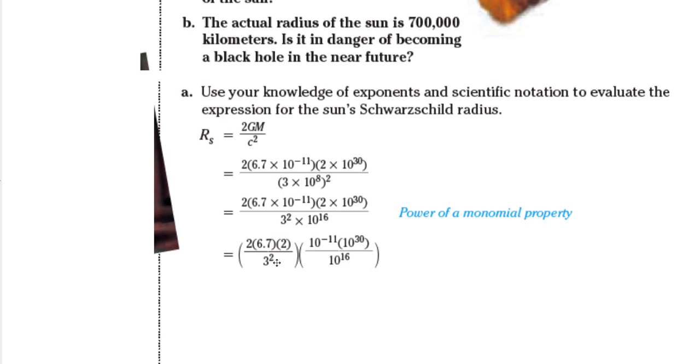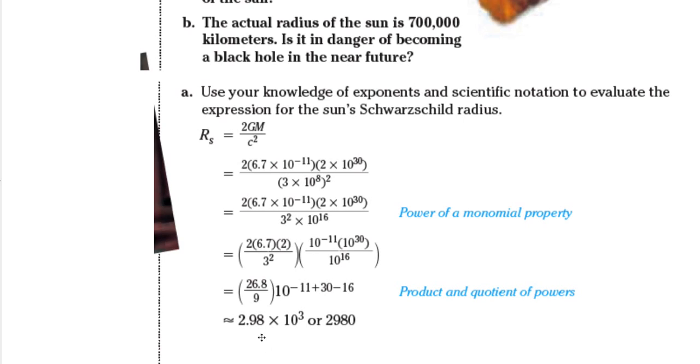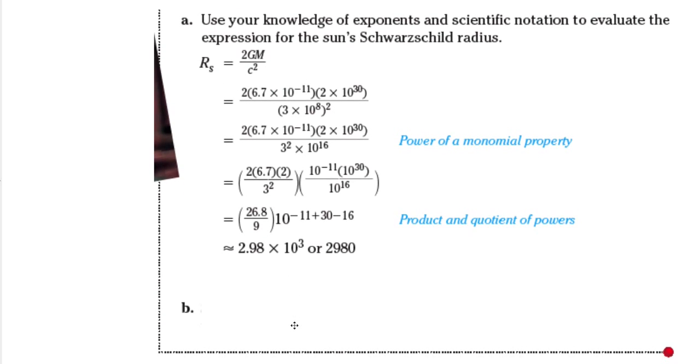And this now becomes, breaking it down and using the commutative and associative properties of multiplication, 2 times 6.7 times 2 all over 3 squared, and grouping all the exponents together with the same base, 10 to the negative 11 times 10 to the 30th over 10 to the 16th, which will give you 26.8 all over 9. That's multiplying all these three, divided by 9. And then this becomes 10 to the negative 11 plus 30, which means you add these two exponents and you subtract 16. So using a calculator, we end up with 2.98 times 10 to the third power, or 2,980 meters.